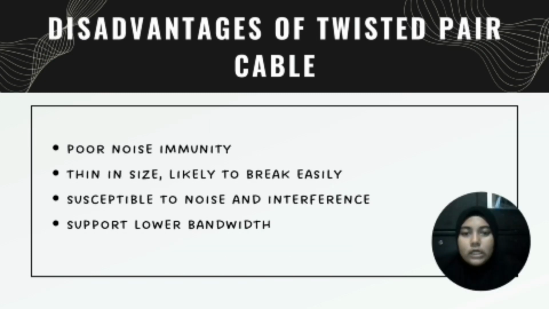There are a few disadvantages of twisted pair cable, which are poor noise immunity, thin in size and likely to break easily, susceptible to noise and interference, and only supporting lower bandwidth.